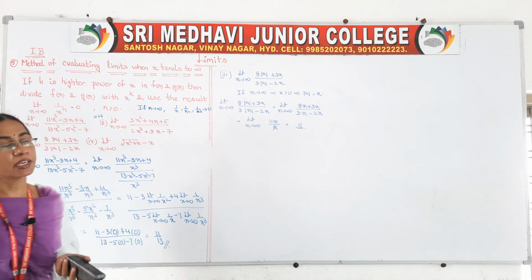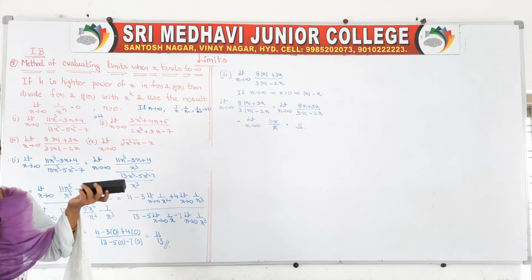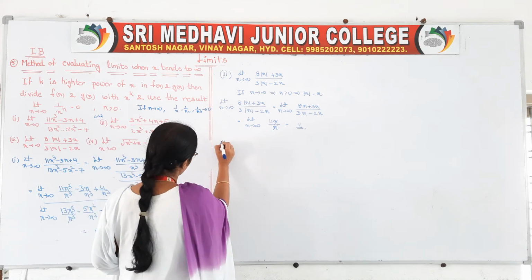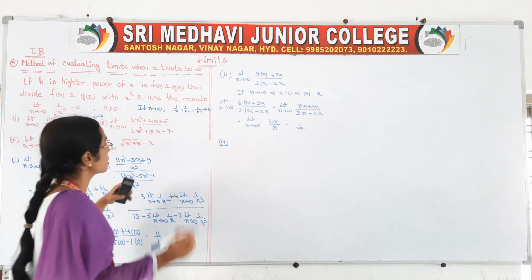8x plus 3x is 11x, x cancels. Actually here there is no need to apply the limit value also. Okay, so next come to the fourth one, right? What is your fourth question?